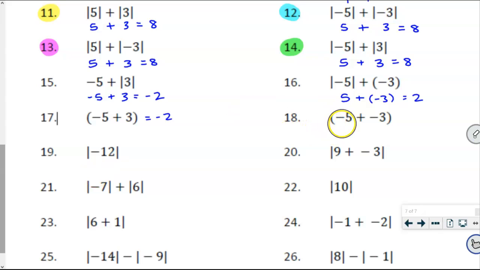So 18, negative 5 plus negative 3. Again, these are parentheses, not absolute value. So negative 5 plus a negative 3 is going to be equal to negative 8, because 5 rocks plus 3 rocks is equal to 8 rocks.